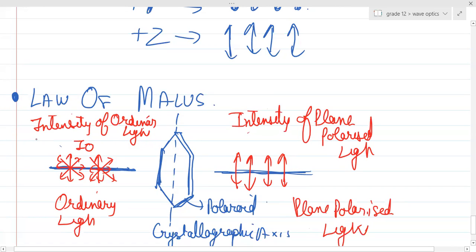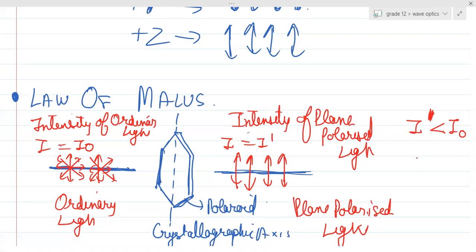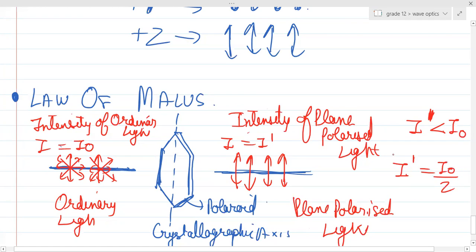If I say the intensity is I naught and the intensity is I dash, then clearly you have seen this phenomenon. If you remember the video I showed you, when the guy was holding a torch and introduced the Polaroid in front of it, the intensity suddenly decreased, right? Yes or no? So the intensity of this polarized light will be less than the intensity of the original light. By the way, for your information, I dash is equal to I naught by 2. The intensity reduces to half.